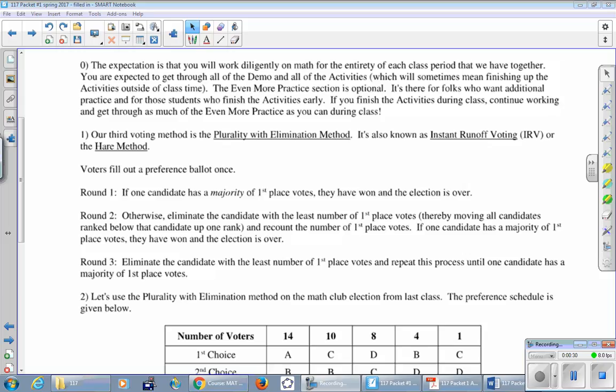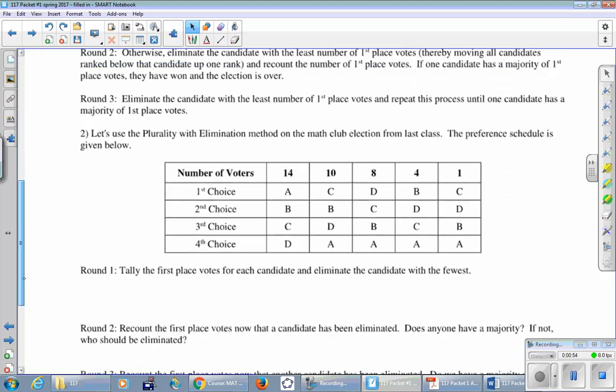Otherwise, eliminate the candidate with the least number of first place votes, thereby moving all candidates ranked below that candidate up one rank, and recount the number of first place votes. If one candidate has a majority of first place votes, they have won and the election is over. Round 3, eliminate the candidate with the least number of first place votes and repeat this process until one candidate has a majority of first place votes.